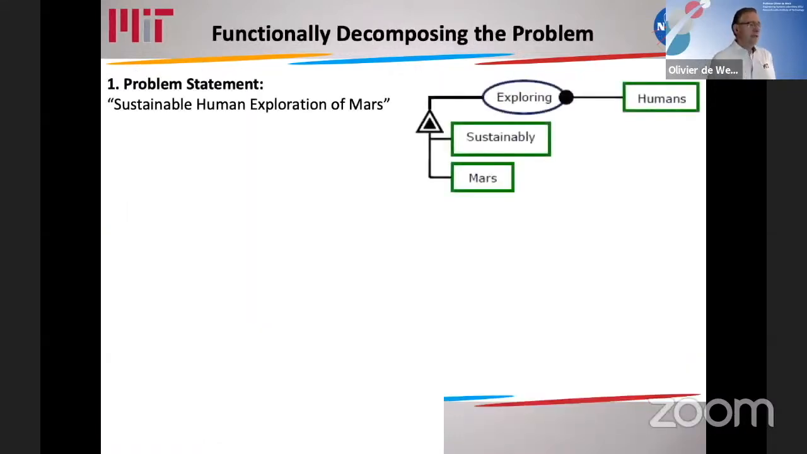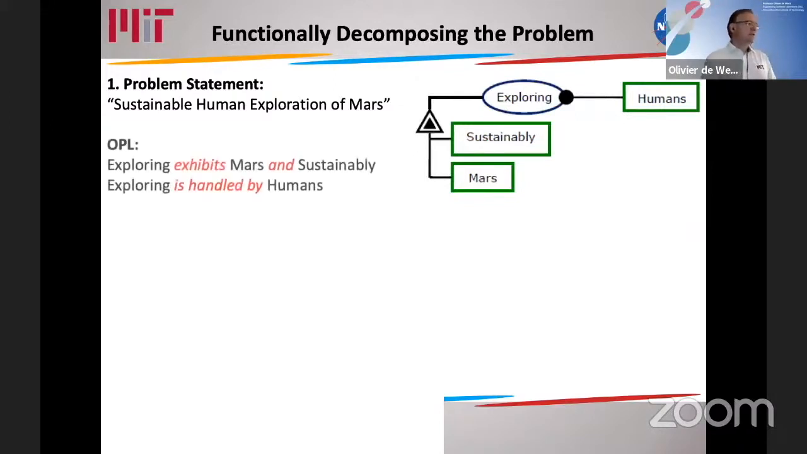So the steps for doing functional decomposition of a problem are that you first always need to have a problem statement. And I think, Charlie, you spend a lot of time on this. Every time a new EPIC challenge is launched, a significant amount of time is spent on the problem statement itself to make sure it really is not a trivial statement. It's a challenging statement, but it's not utopian either. So in this case, sustainable human exploration of Mars.